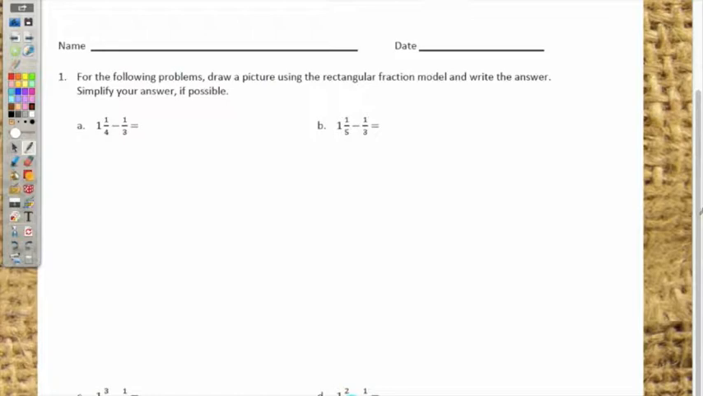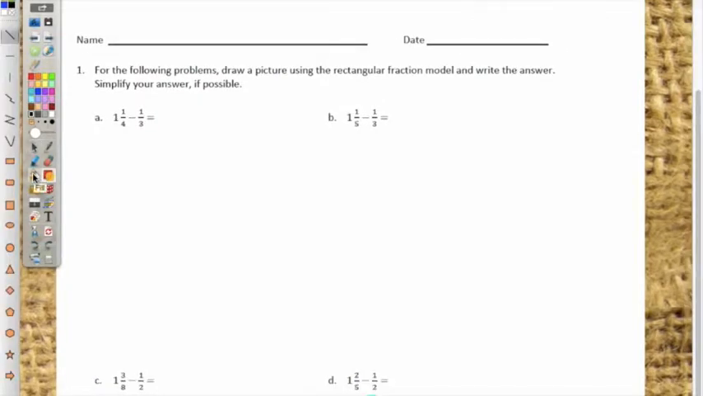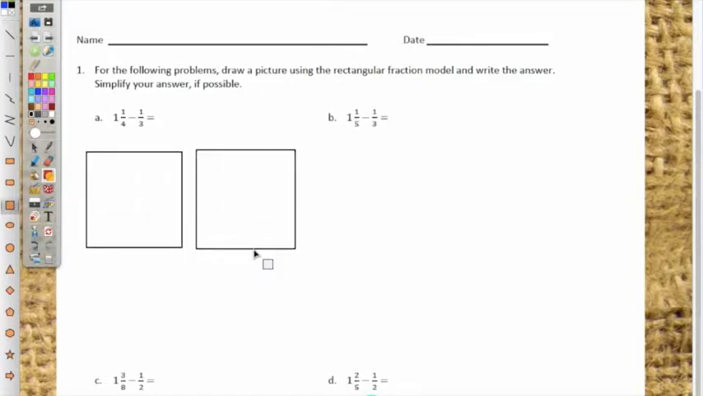Yes. Okay. So the first one, it says, for the following problems, draw a picture using the rectangular fraction model and write the answer. Simplify your answer if possible. So I need you to go ahead and draw 2 shapes here, but don't do it for the whole page yet.